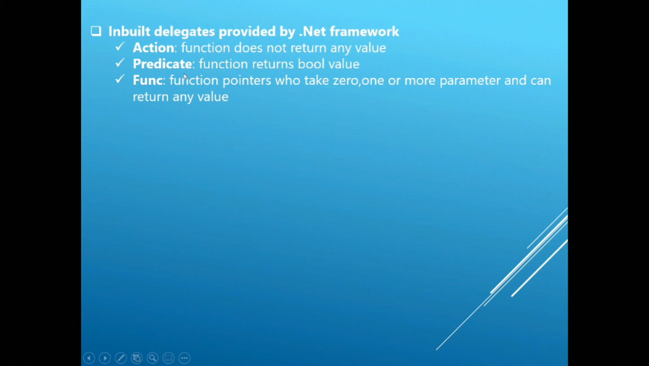In case of predicate, it holds the reference to a function which returns boolean value, that is true or false. Talking about func, func is a delegate whose implementation is slightly different. In this case, you have to specify input and output parameter. So a function can have 0, 1 or more parameters as input and can have any return type.